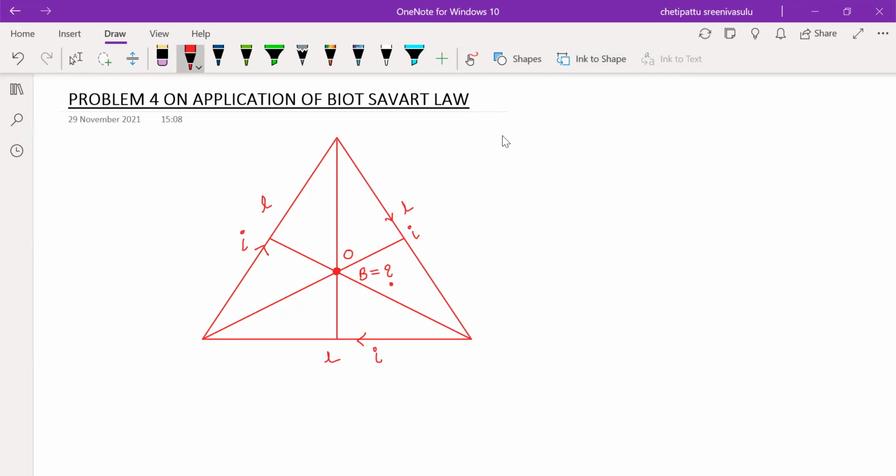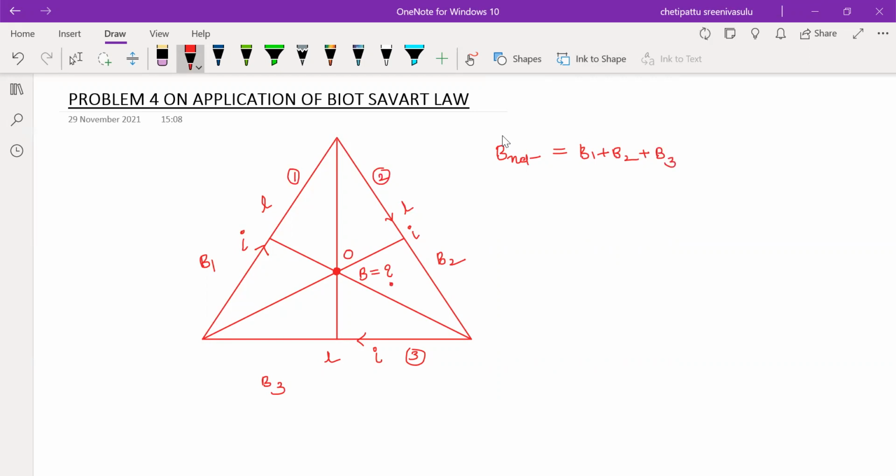How to find out? You look at here. Here three conductors are there. This is the first conductor, this is the second conductor, and this is the third conductor. So due to these three conductors, we need to calculate the B net value at O. If the magnetic field due to the first conductor is B1, due to the second conductor B2, and due to the third conductor B3, then the net magnetic field will be B1 plus B2 plus B3 at the center of the equilateral triangle.